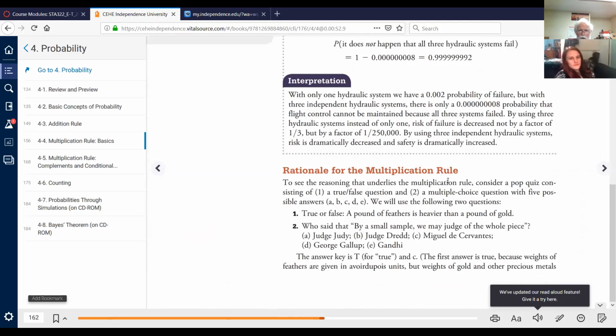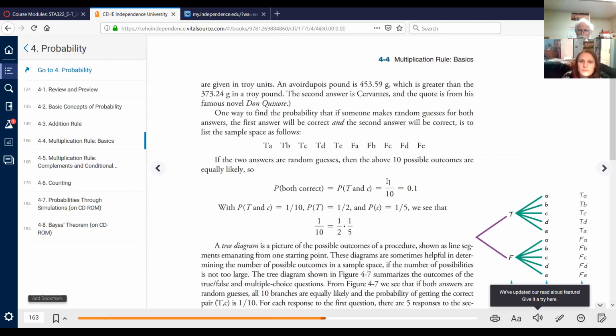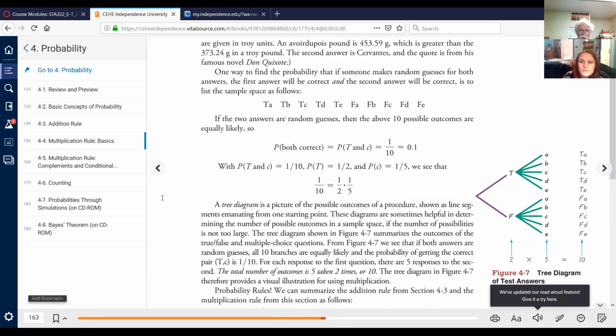Okay. So there's a couple of other examples here that you may want to look at. Here we're looking at a tree diagram of a procedure. Random guess, and we're talking about randomly guessing answers to a question. We have a question, two possible answers, true, false, and so this is how they're set up.